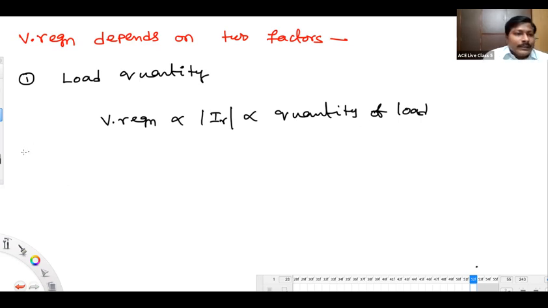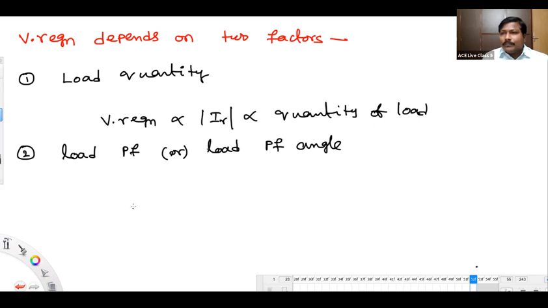This is one thing. Second one is voltage regulation depending upon the power factor angle. Load power factor, or you can say load power factor angle, means phi r. Right? So these are the two things.